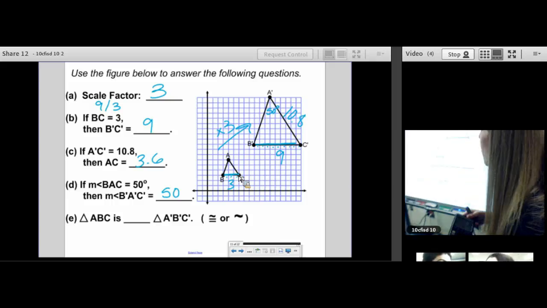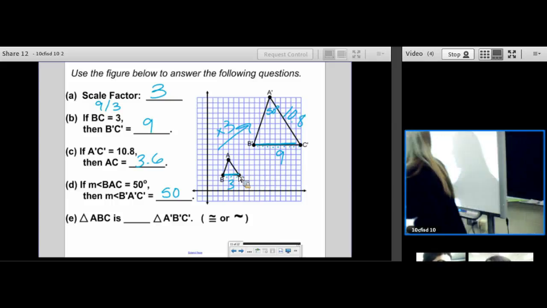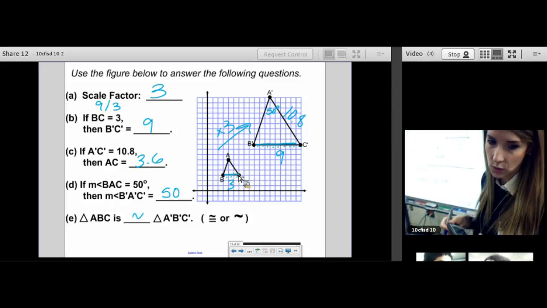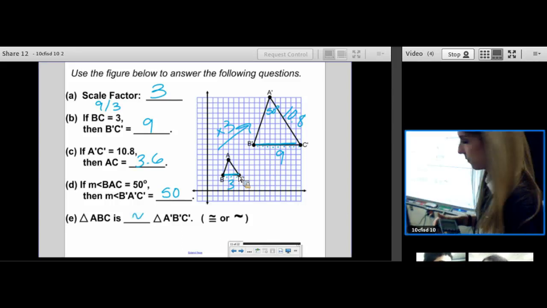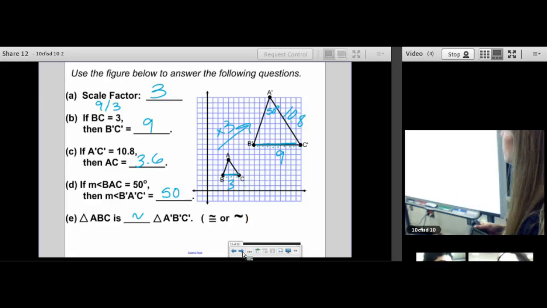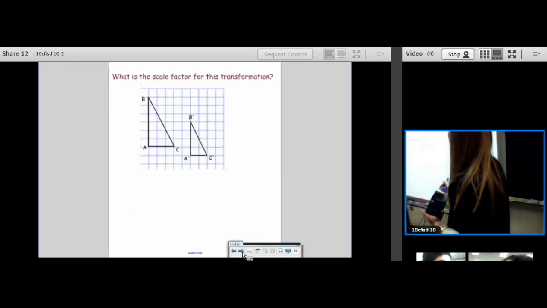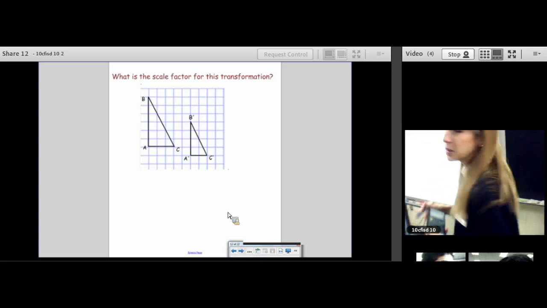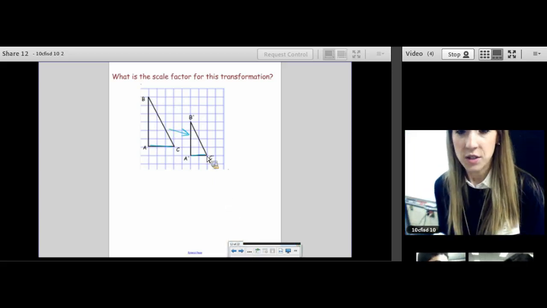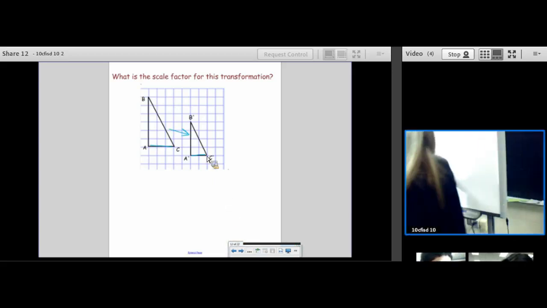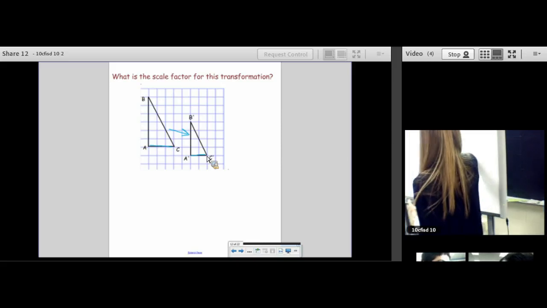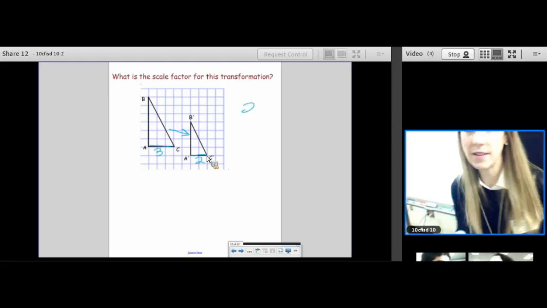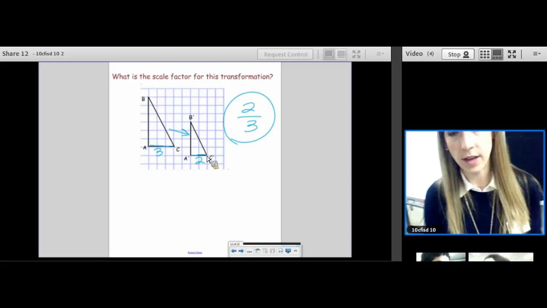Okay, triangle ABC is similar to triangle A prime, B prime, C prime. That squiggly means similar. All right, what's the scale factor? Just be careful. We're getting smaller, so it better be less than 1. So this is 2 and this is 3. You put the second over the first. Your answer better be less than 1. If you answer 3/2, you'll get it wrong.